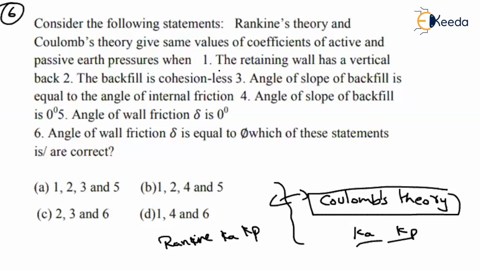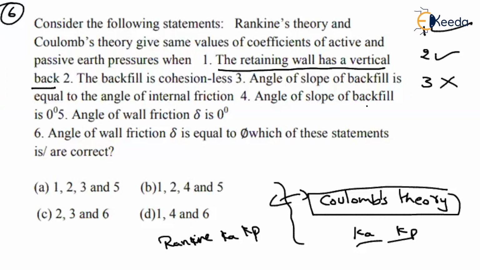So what is the first one given? The retaining wall has a vertical back. Okay, that is Rankine's theory. The backfill is cohesionless, according to Rankine's theory also that is okay. The angle of slope of backfill is equal to the internal friction. Are we talking about any slope of backfill? According to Rankine, the backfill should be horizontal. It should not have any slope. That's why the third one should not be there.